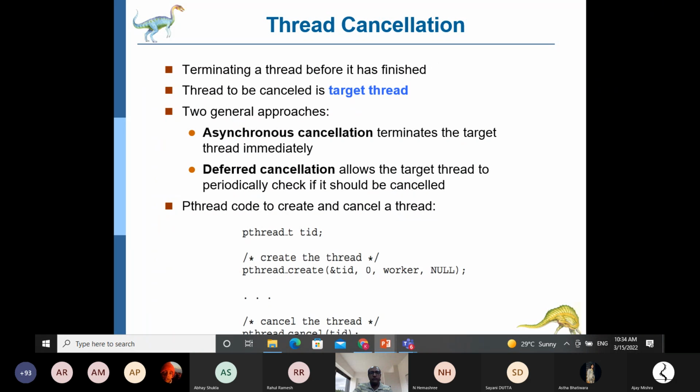Then coming to thread cancellation, as I mentioned, first of all, why do threads need to be cancelled? As we have seen, process cancellation is also required when a parent process creates a child process, and sometimes the parent is forced to cancel its children for different reasons, right? We have discussed that. Similarly, in the case of threads also, sometimes the threads need to be cancelled. One example is when we have a huge database and you want to retrieve some data.